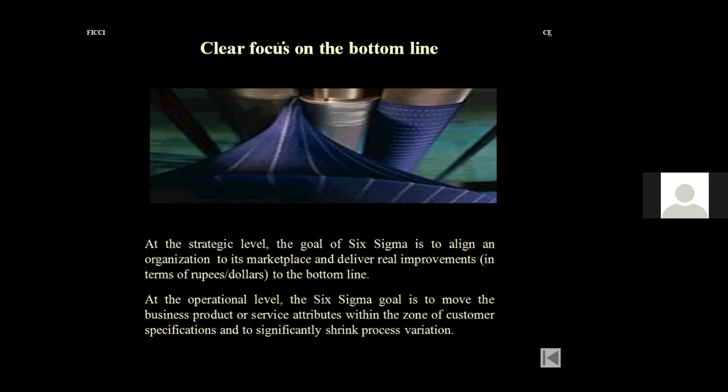And at the operational level, the goal of Six Sigma is that we have achieved this much process capability. We have moved from 3 sigma to 5 sigma. We have moved from 2.4 sigma to even 2.6 sigma. So improving the capability would be operational.